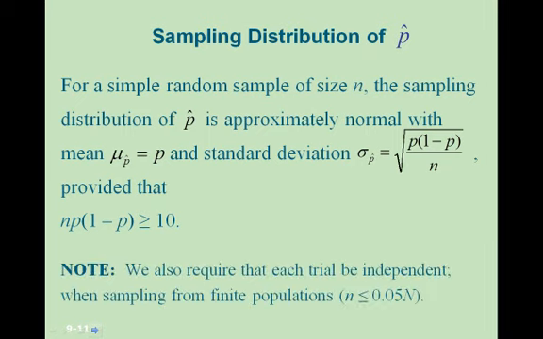So note, we also require that each trial be independent when sampling from finite populations, and that the sample size n is less than or equal to 5% of the total population, or 0.05 times capital N.